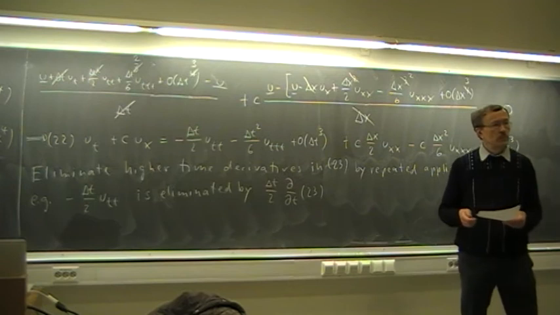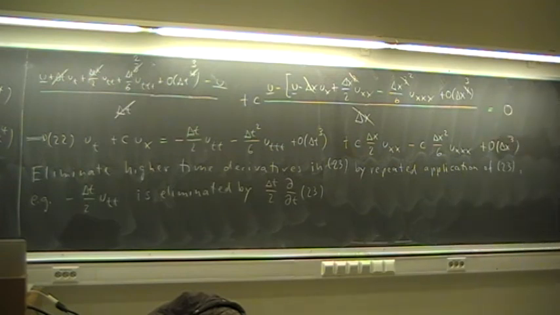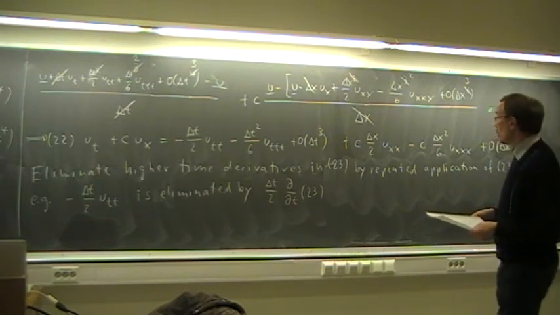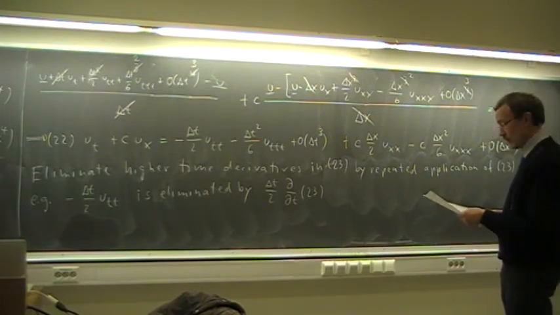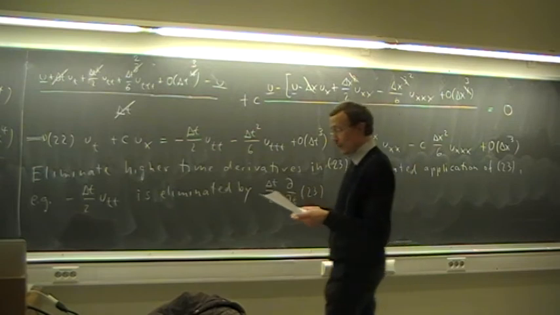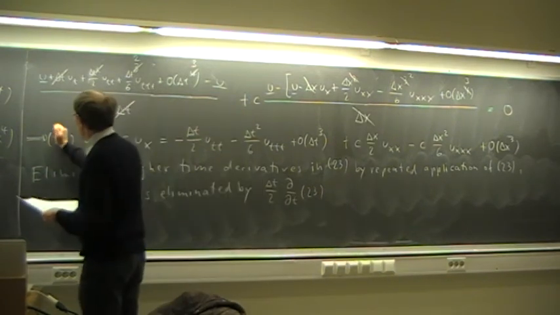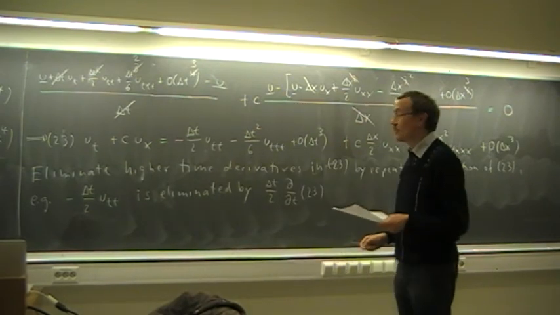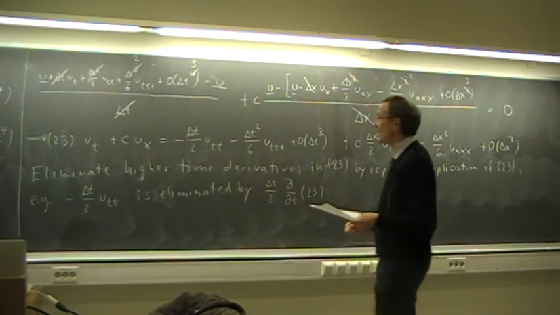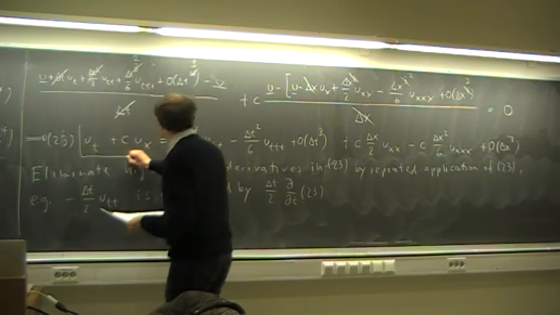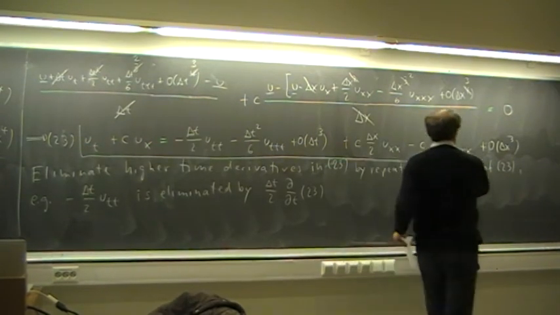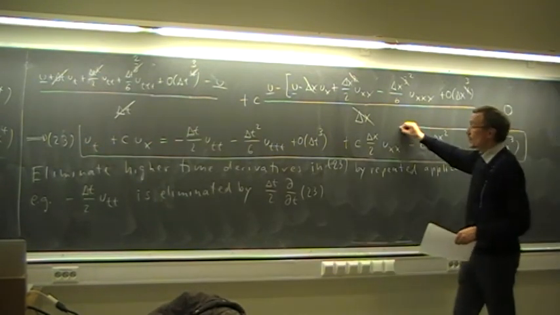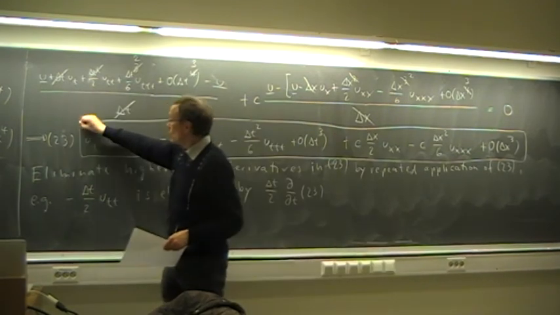Yes? 23. Which equation is it actually? Oh, sorry, I have written the wrong number. Thank you. So this is 23. I was giving the same wrong number. Thank you. That is important. So it is this equation here, because that is the equation that we are actually solving.